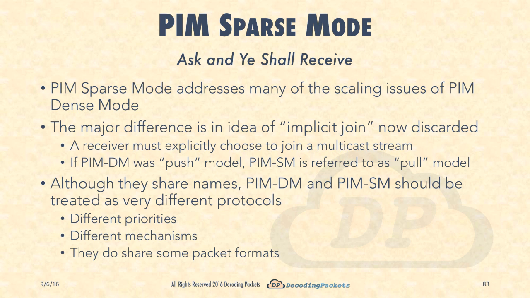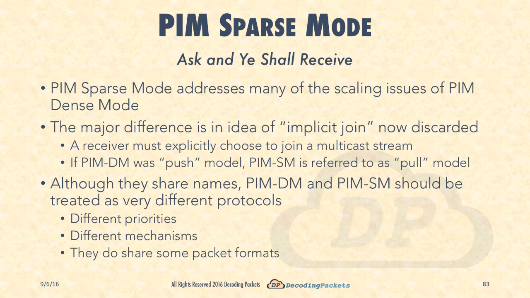Now, PIM Sparse Mode addresses many of the scaling issues that you encountered with PIM Dense Mode. So the first major difference, that whole idea of implicit join, that you just pretend that everybody needs a copy of that stream, every single router in your network, which PIM Dense Mode did, it is now discarded. It's gone away. So the idea now is that a receiver must explicitly choose to join a multicast stream before one is delivered to them.